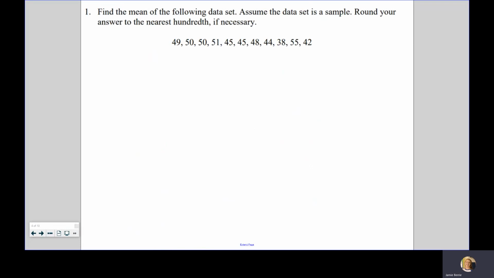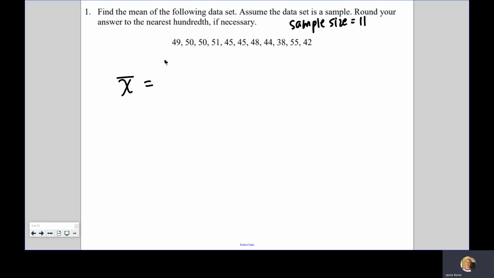All right, so the first one says, find the mean of the following data set. Assume the data set is a sample. Round your answer to the nearest hundredth if necessary. So that means 2 decimal places. Since this is a sample, we're looking for x bar, the sample mean. So all you need to do is add up all of your data values and then divide by the number of data values. Let's count up how many there are: 1, 2, 3, 4, 5, 6, 7, 8, 9, 10, 11. So our sample size is 11.